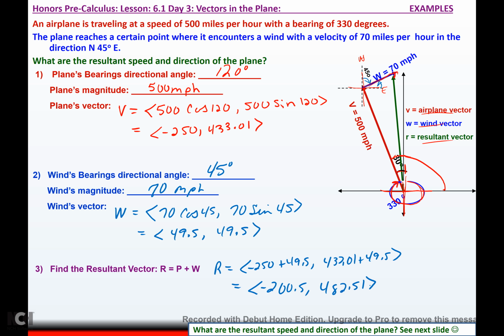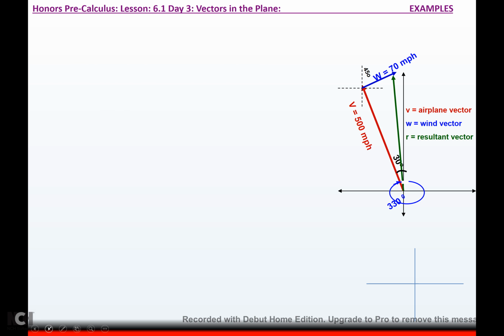Now, what are the resultant speed and direction of the plane? So now I'm going to use this to get the resultant speed and the direction of the plane. But we're out of room, so we're going to go to the next slide. Oh, for crying out loud.